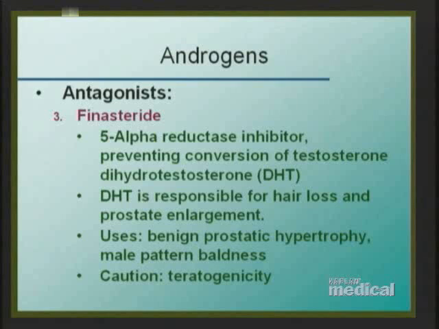Another form of an androgen antagonist is represented by the drug finasteride. Finasteride does not block the androgen receptor, and does not decrease synthesis of all androgens. Rather, finasteride is specific for the enzyme 5-alpha reductase. 5-alpha reductase normally reduces testosterone to dihydrotestosterone, and DHT is an active metabolite of the hormone. DHT is responsible for male pattern hair loss and is also very much at the base of the prostate enlargement that we see in BPH.